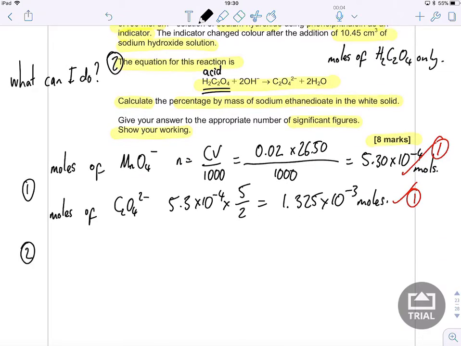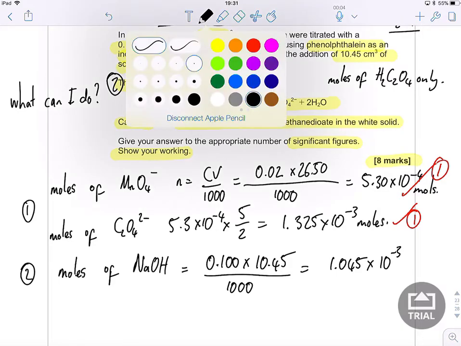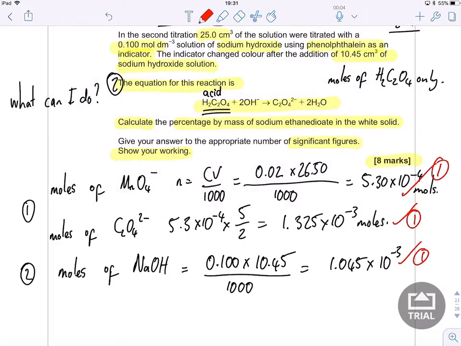In titration number 2, what can you do? Well, you can work out the moles of sodium hydroxide, or the moles of hydroxide that we used. I'm going to use the same equation as before, concentration times volume. I've got a concentration of 0.100 times my volume of 10.45 divided by 1000. That gets me 1.045 times 10 to the negative 3 moles of sodium hydroxide, or hydroxide ions.